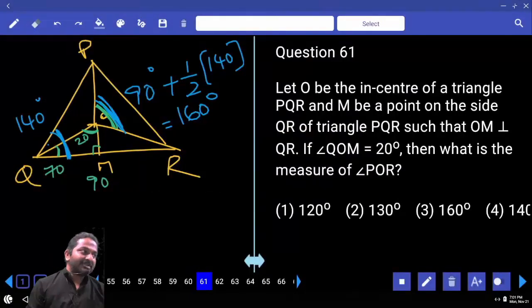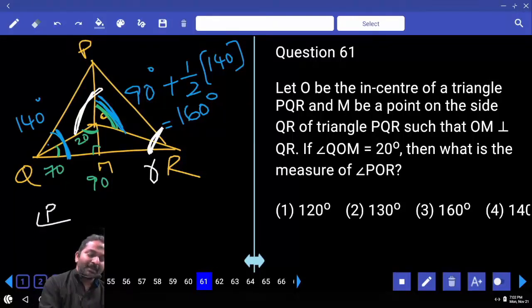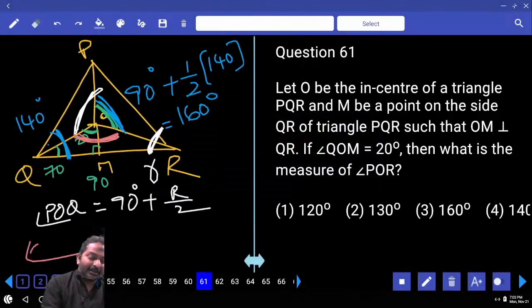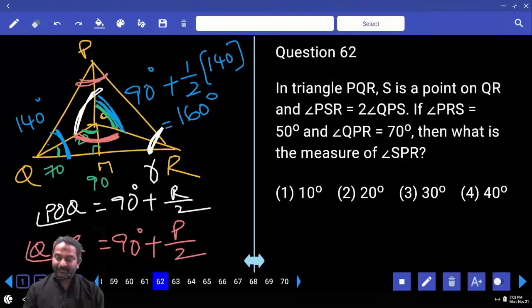I'm just telling you the extension. If the angle at this place is R, what is the angle at POQ? 90 degrees plus R by 2 only. This one, angle at QOR, that must be 90 plus angle at P by 2. Yes? Okay, continue next.